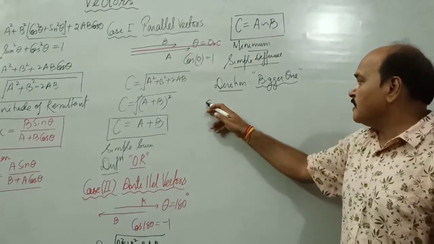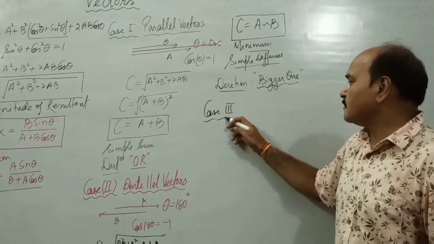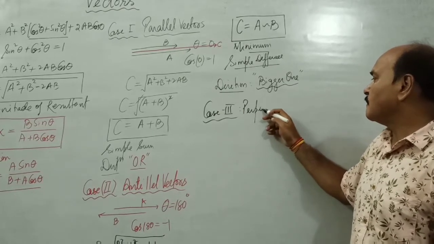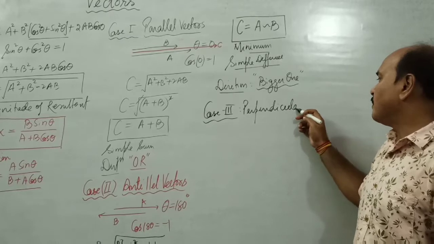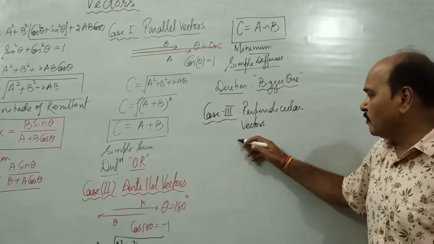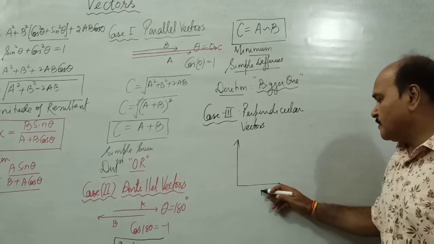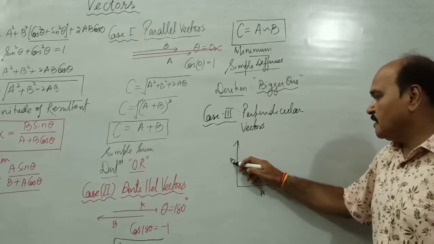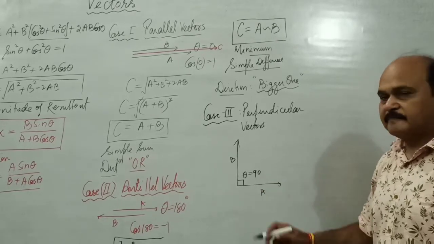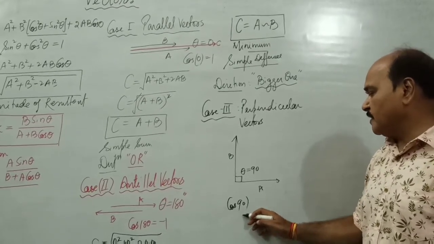Case 3. In case 3, well, we have perpendicular vectors. And these perpendicular vectors, we all know, obvious from the name itself, are vectors which have an angle of 90 degrees between their relative directions. This theta is 90 degrees. And we all know that cos of 90 is what?